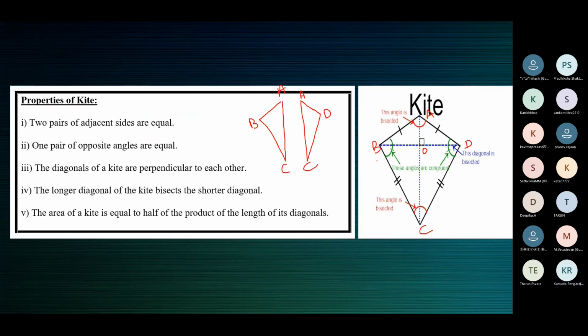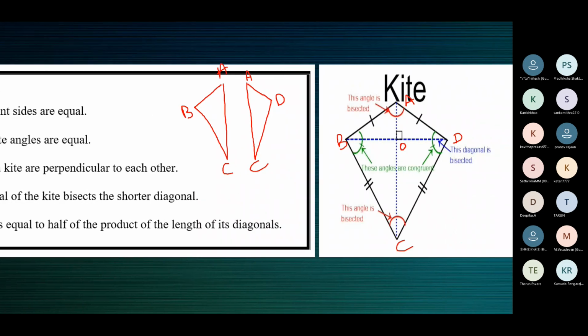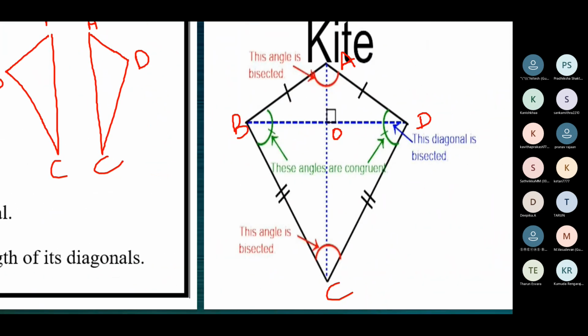See the properties. I missed this point, that the longer diagonal bisects the shorter one. When we prove that these two triangles are congruent, ABO congruent to ADO, we also get BO equal to DO. So the longer diagonal AC bisects the smaller diagonal BD.